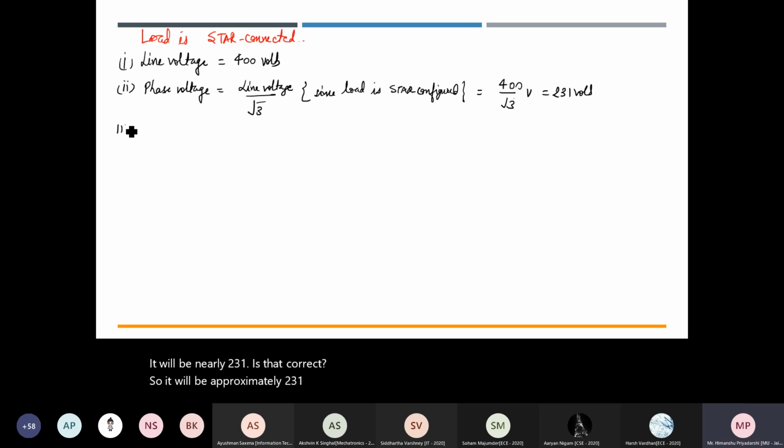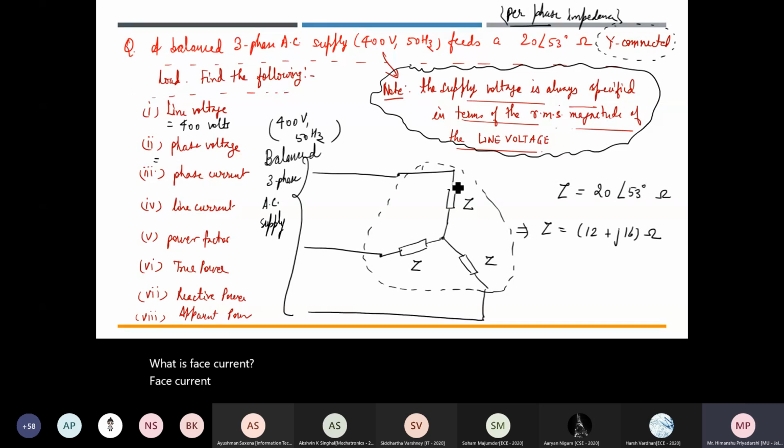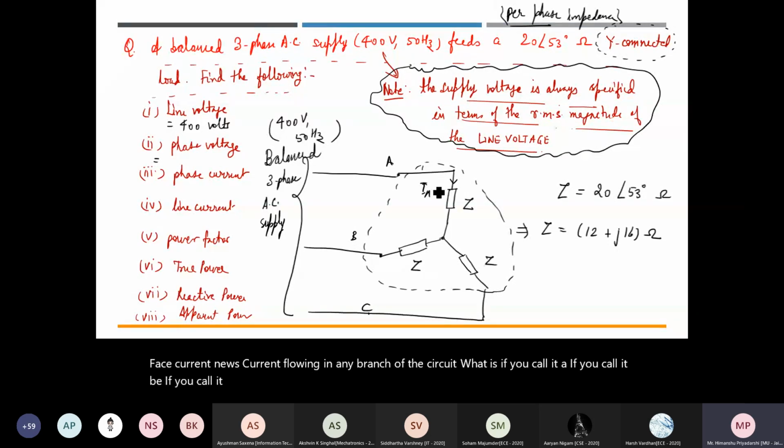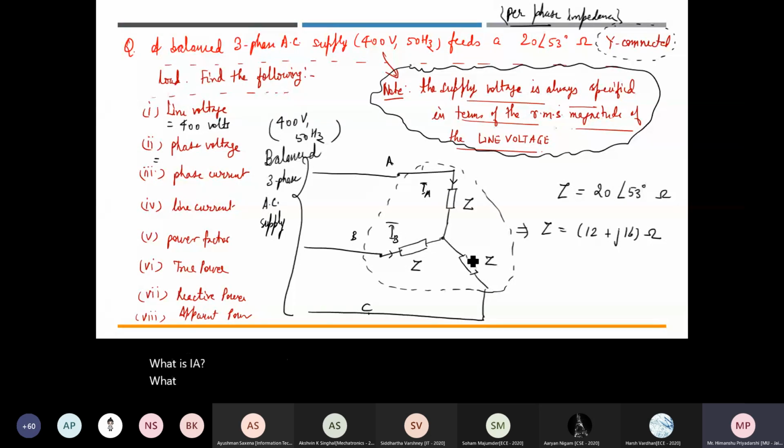Now they are also asking what is phase current. Phase current means current flowing in any branch of the circuit. If you call it A, B, C, what is IA? What is IB? What is IC? Their magnitude is called phase current. We have already discussed these terminologies.